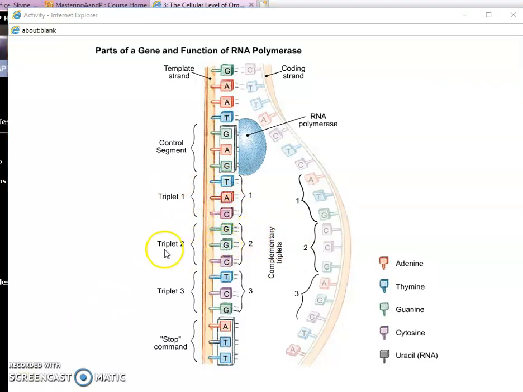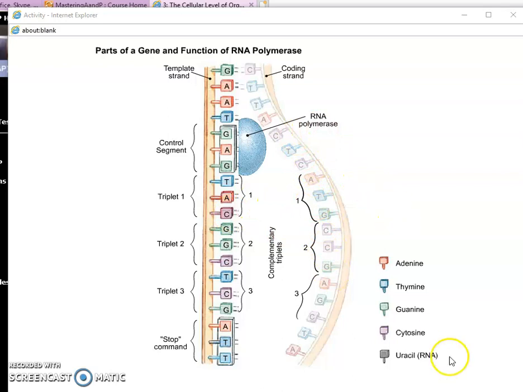Now notice we have our triplets on the template strand, and in our DNA the other strand is called the coding strand. The groups of 3 base sequences are called complementary triplets, and they are always complementary to the actual triplets. So A was with T, T was with A, G was with C, and so forth.